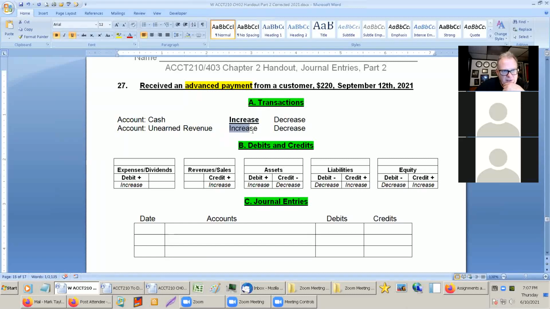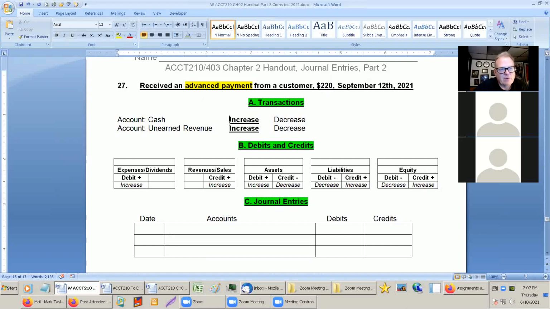And the liabilities are going up too. Up. Exactly, because we owe them. If we don't do the work, we owe them $220. We've got to give them the money back, basically. So until we do the work, it's a liability.